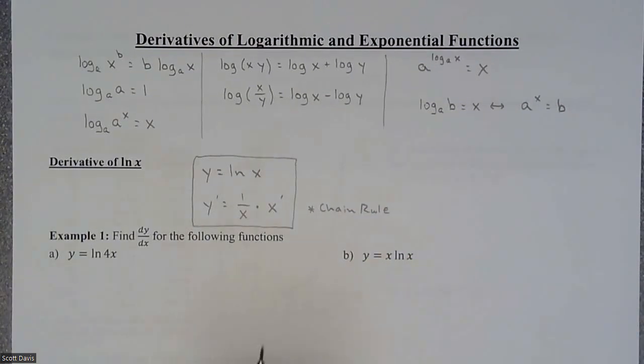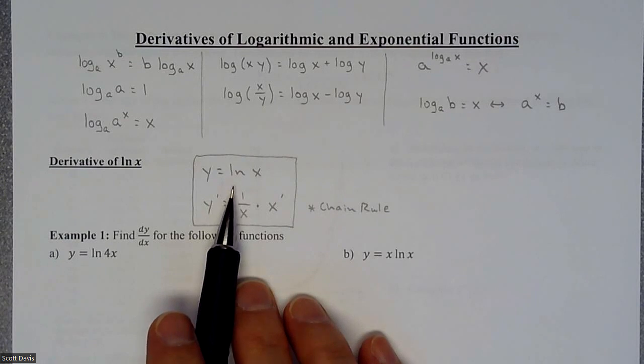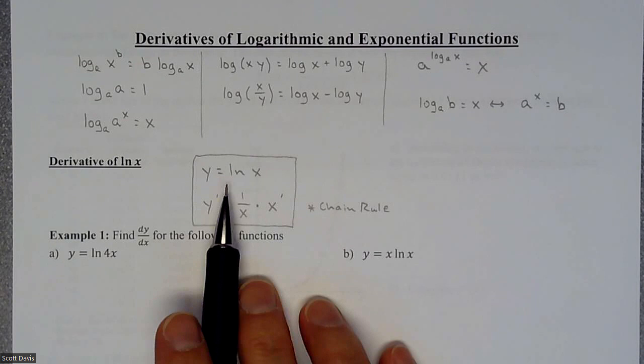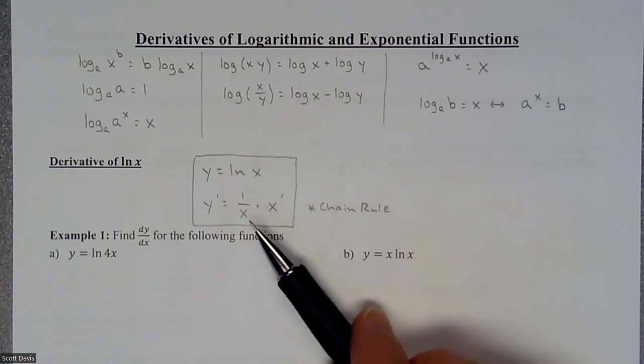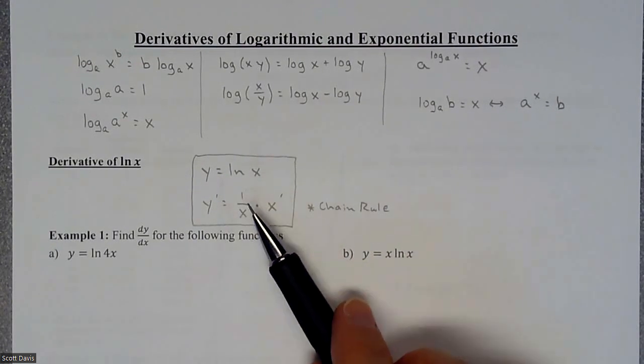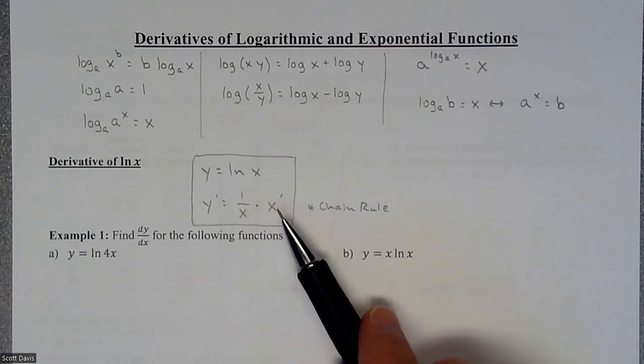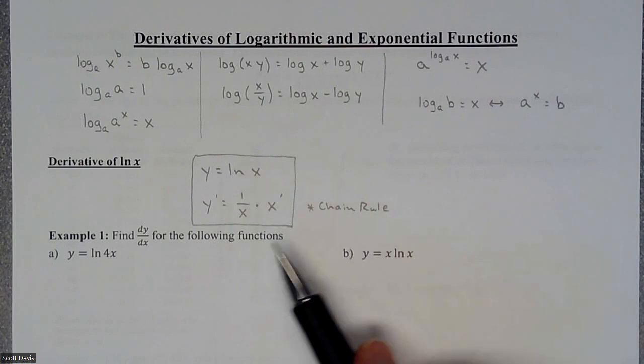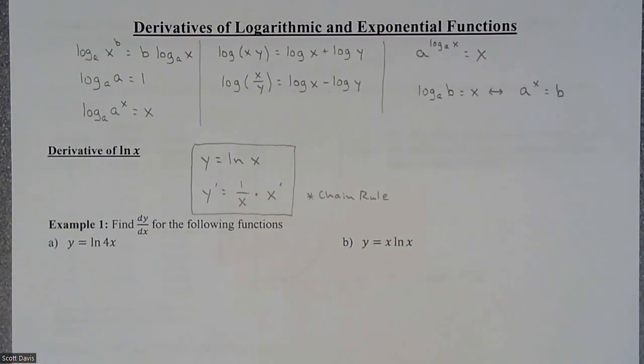So, all right, derivatives of natural logs. We're just going to focus on that in these examples. So we have y equals the natural log of x. And if you do the derivative of it, it ends up being 1 over x times the derivative of that x. So every single natural log is going to be a chain rule, right? So let's take a look at a couple examples.